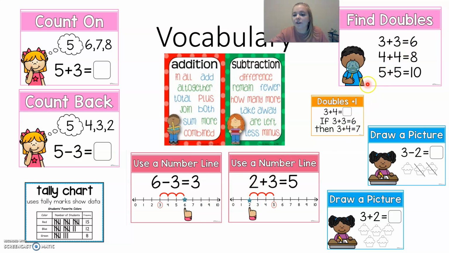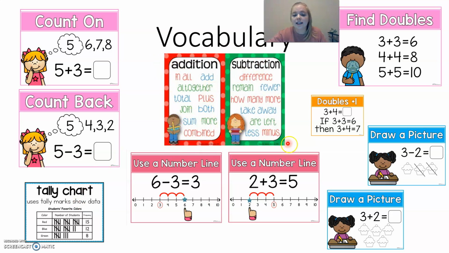Another strategy is finding doubles. And then this strategy to draw a picture for addition and subtraction, we know that one, okay? So we're just going to practice that some more if we need to. And then we're going to be talking about tally charts this week, all right? And we're doing word problems, okay? So we're going to be focusing on word problems starting this week.